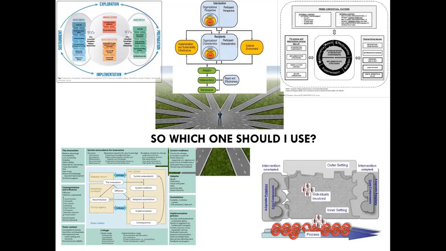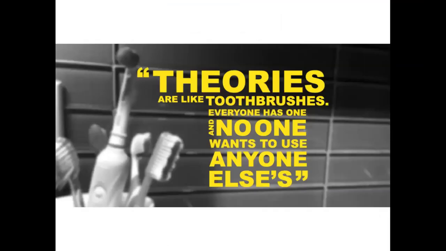How do you decide which one would work for you? First of all, I love this quote. It has been emerging in the field and we don't exactly know who initiated it. I perhaps should put an unknown contribution there. But basically it says that theories are like toothbrushes. Everyone has one and no one wants to use anyone else's. So one suggestion would be not to create a new model if at all possible.